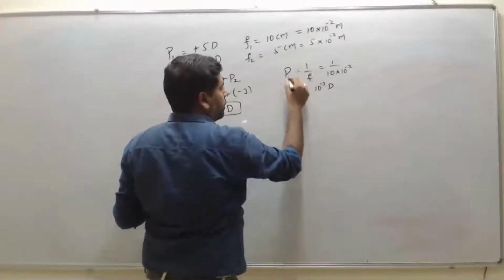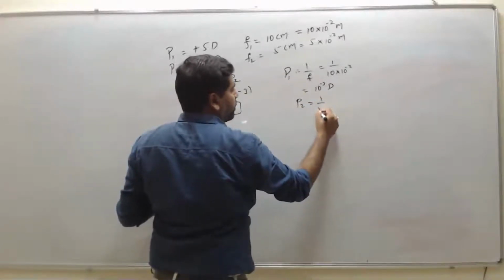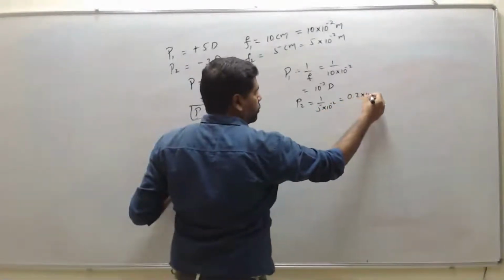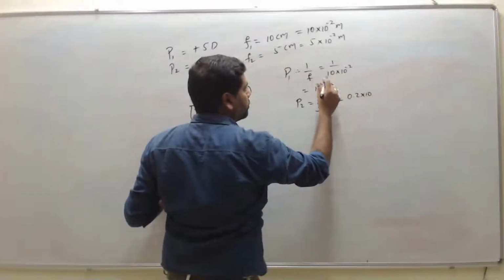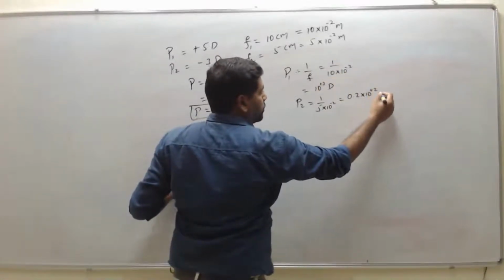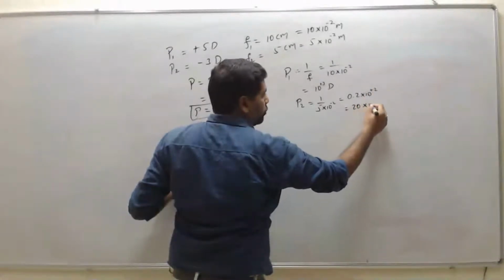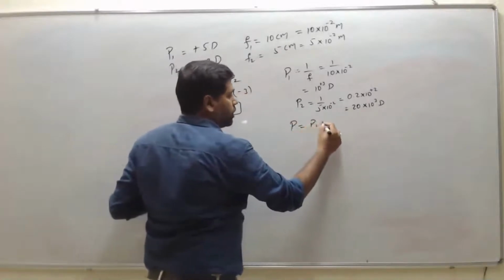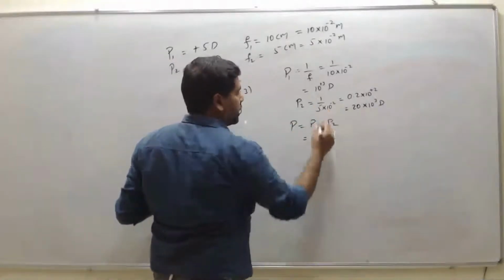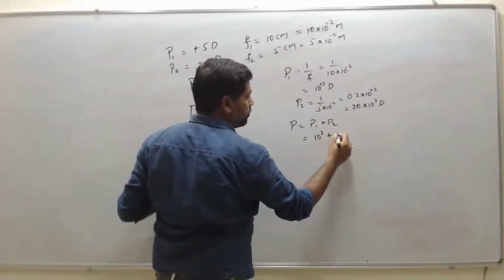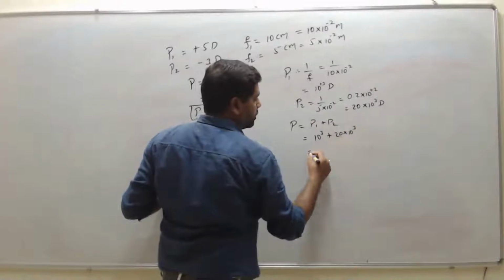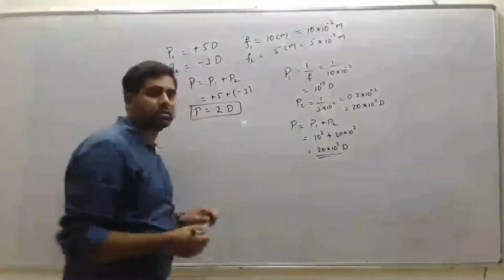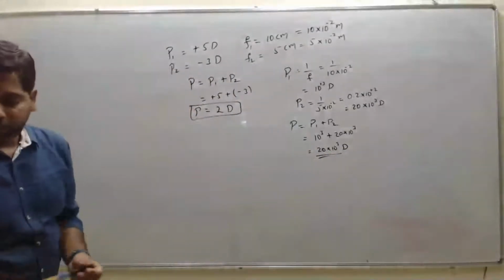Next, here it is P2. In the same way, 1 divided by 5 into 10 to the power of minus 2, that is 0.2, sorry, it goes to the numerator, then it becomes plus 20 diopter. If we calculate the net power, P is equal to P1 plus P2, then it becomes 10 plus 20, that is 30 diopter, like this. Okay.